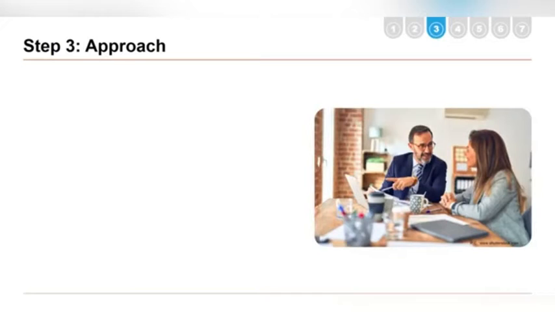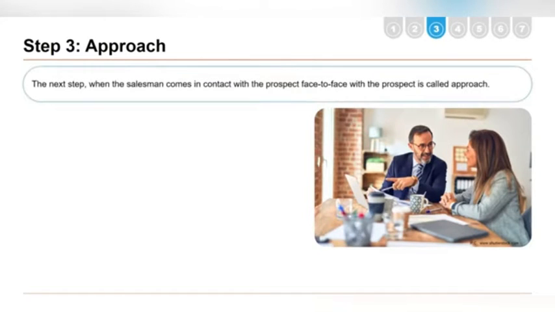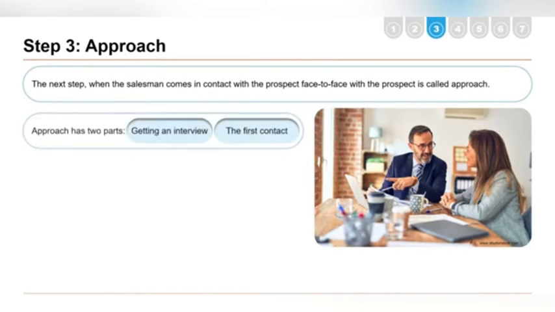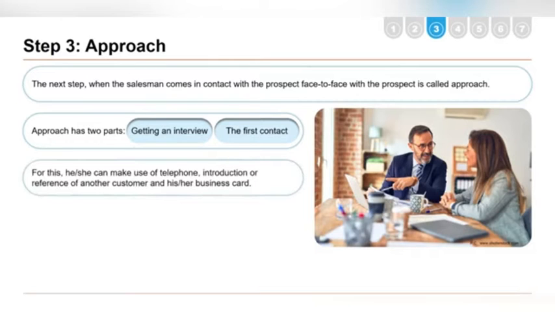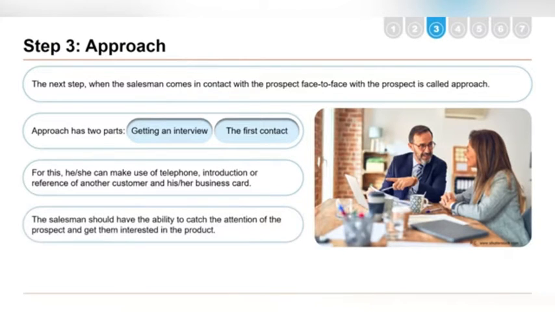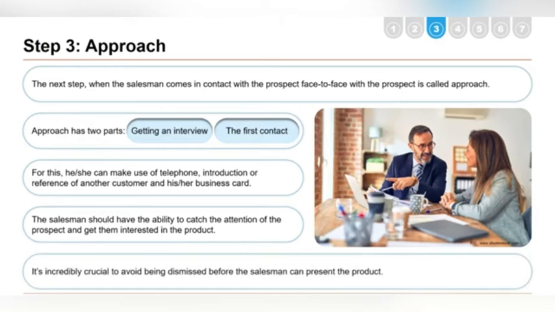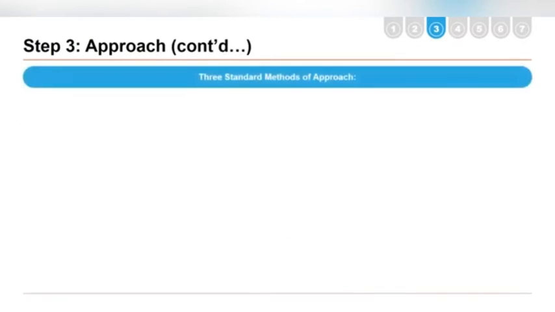And third step is the approach. The next step, when the salesman comes in contact face to face with the prospect, is called approach. Approach has 2 parts, getting an interview and the first contact. For this, he or she can choose the telephone introduction or reference of another customer and his or her business card. The salesman should have the ability to catch the attention of the prospect and get them interested in the product. It is crucial to avoid being dismissed before the salesman can present the product.